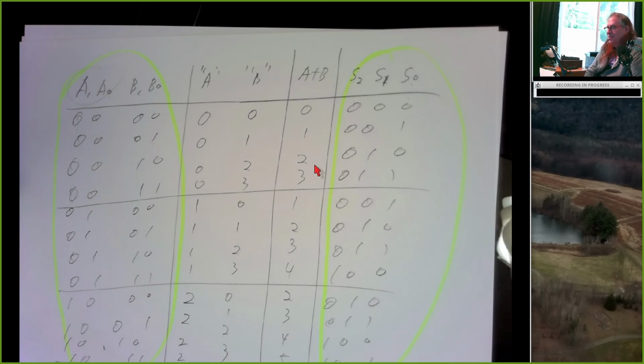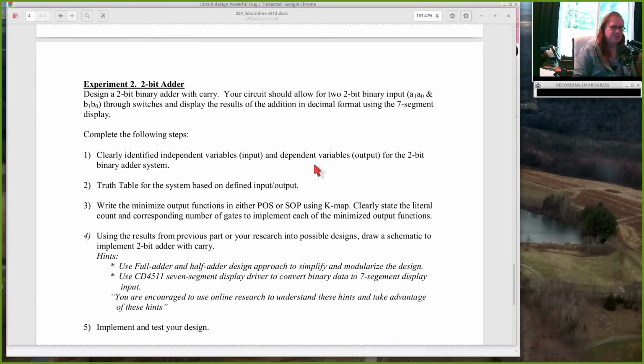The sum is called S. S2 is the most significant bit. S0 is the least significant bit. So you're going to have to be a little wordy, right? You're going to have all that information along with your system diagram to get full credit for the system diagram.